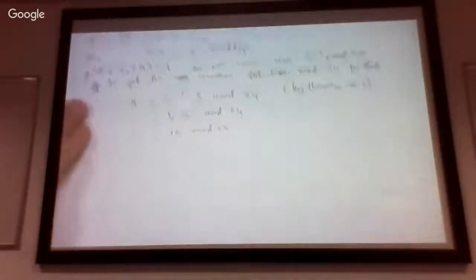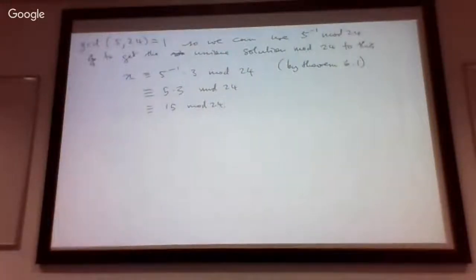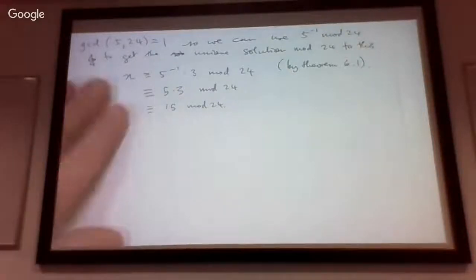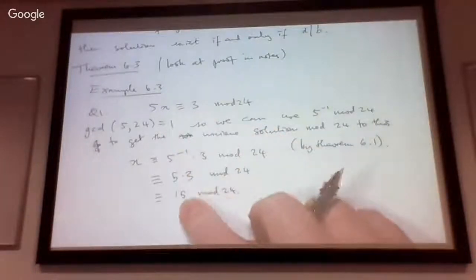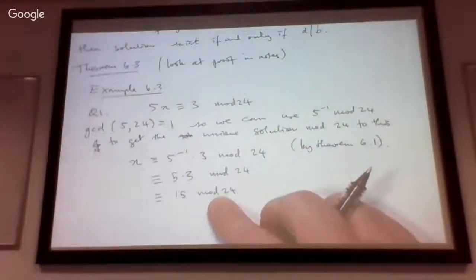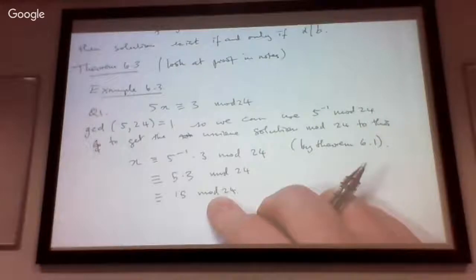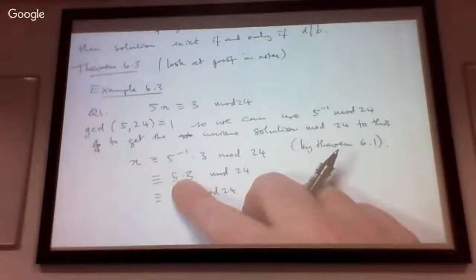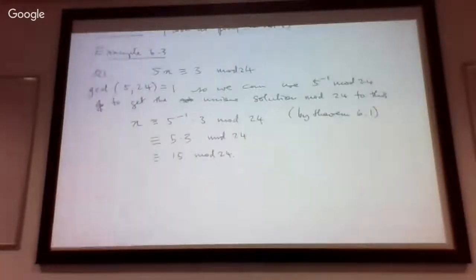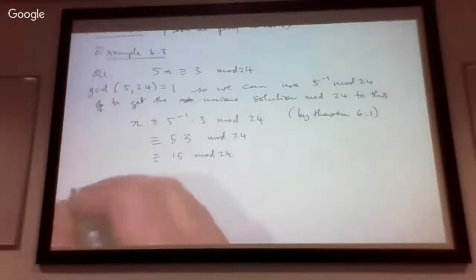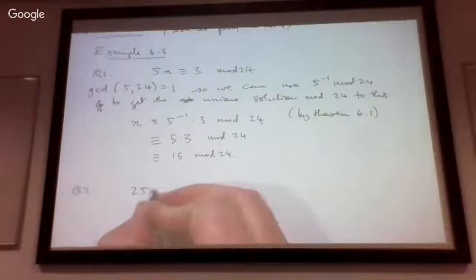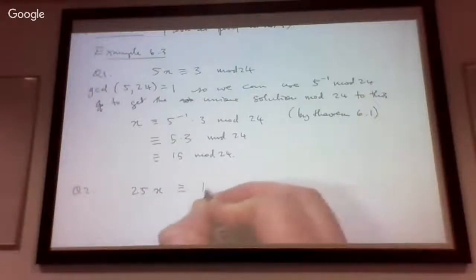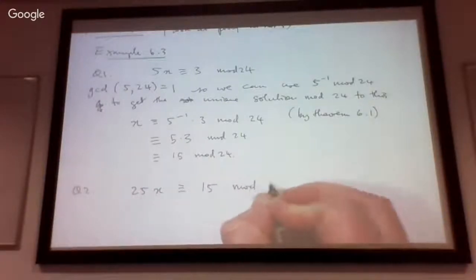It's okay. Any questions? So 15 is an integer solution to this. Any other integer solution you might find will always be congruent to 15 modulo 24. This x has to be congruent to 15. We look at question 2. This time we're looking at 25x congruent to 15 mod 120.